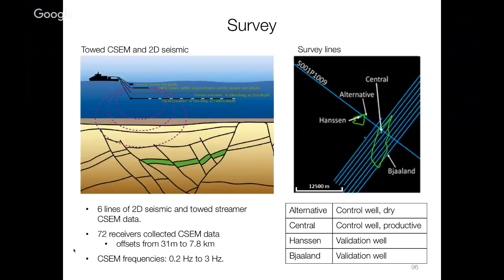So here's the survey. It's done in this particular field. They've got a ship, and actually they're towing both the seismic and the CSEM in the same boat. There's 6 lines of seismic data that are obtained, as well as co-located CSEM. So here's the CSEM transmitter, and here's the receiver coming up here. You've got this line of receivers. The nearest offset is about 30 meters, and the largest is just about 8 kilometers. That's a seriously long cable to tow. And the frequencies that they're using are 0.2 to 3 hertz.